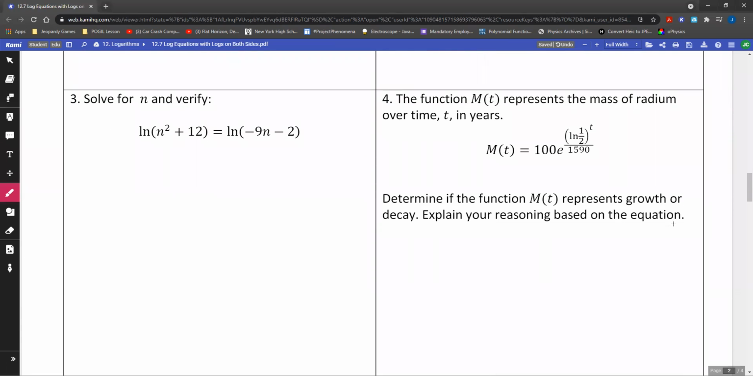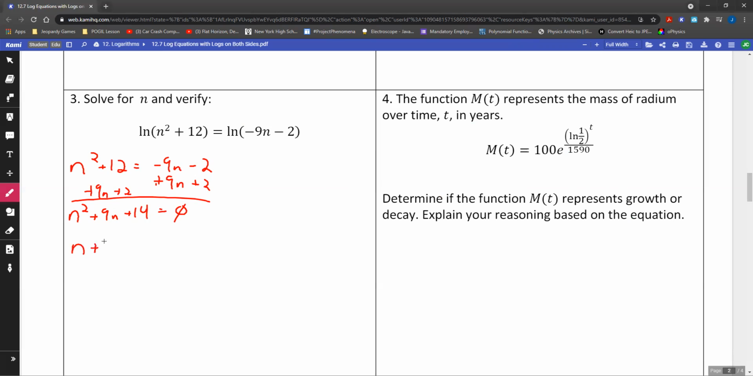All right, for this one, we're going to set the ln terms equal to each other. So, n squared plus 12 equals negative 9n minus 2. Do the same thing we did before. Move the 9n and the 2 over to the other side. You get n squared plus 9n plus 14.